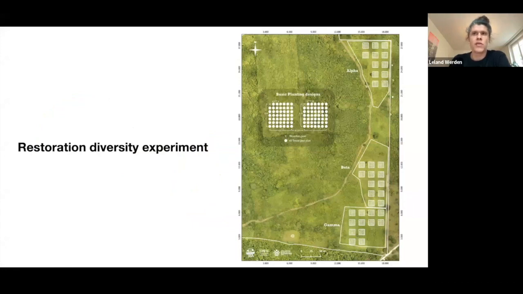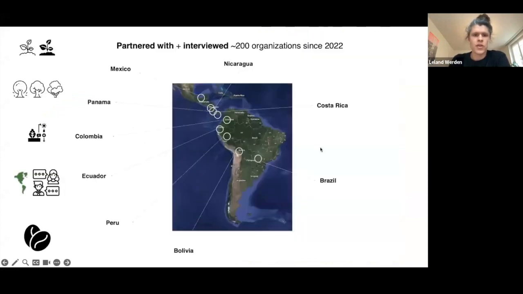So in areas where you basically need to do assisted recovery by doing some tree planting, we're helping to build different diversity mixes of species so that we can understand which ones are potentially best in tropical forest restoration. And so far, we've partnered with or interviewed over 200 organizations since we started last year. We're focusing right now on Central and South America, although this year we're hoping to move into different parts of the world, such as Southeast Asia and Africa, to have a broader scope. But right now, we are working just on Latin America because it's still a huge, huge area.